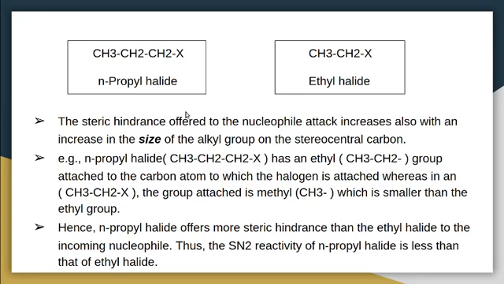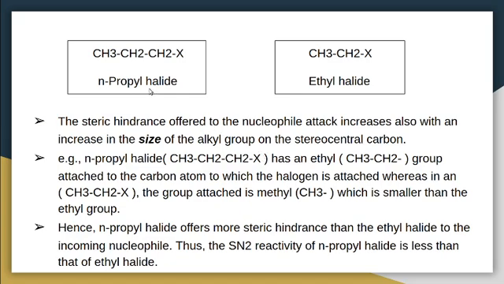So, there are two factors that depend on the nature of the substrate. One is the number of alkyl groups. With increase in the number of alkyl groups on which the leaving group is attached, the SN2 reactivity decreases. Similarly, with increase in the size of the alkyl group, the SN2 reactivity decreases correspondingly. So, tertiary alkyl halides have low SN2 reactivity compared to primary alkyl halide and methyl halide.